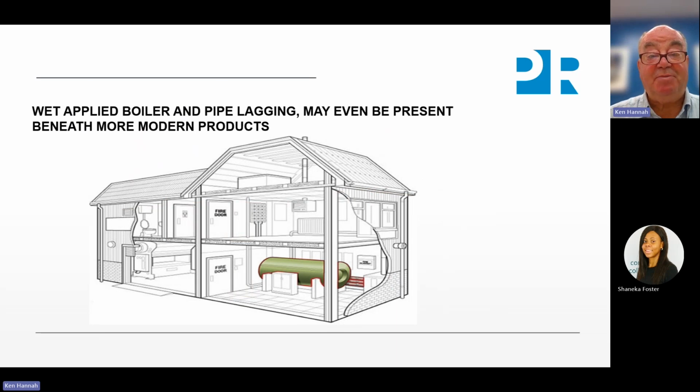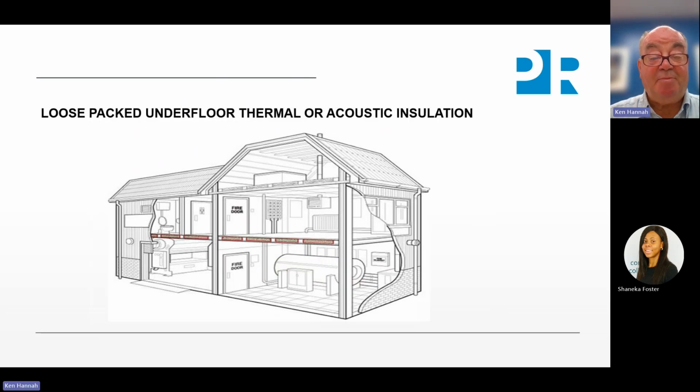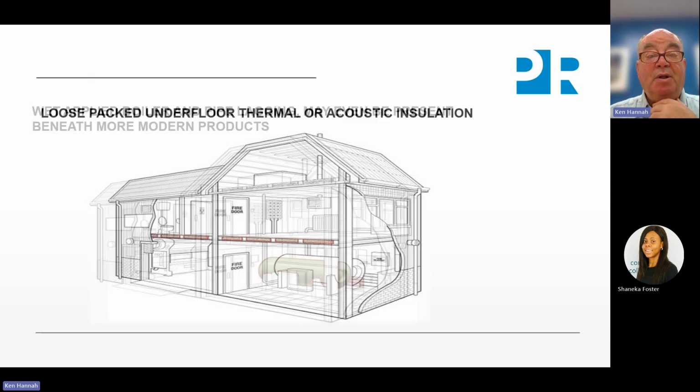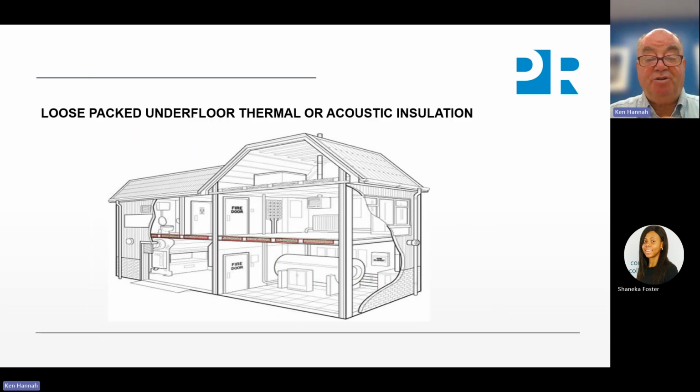Wet applied boiler and pipe lagging may even be present beneath more modern products. So at that point, actually, beneath more modern products, it could be in the foundations of a building. And really, unless you were to completely demolish a building, you wouldn't know if it was absolutely 100% asbestos-containing material free, which is why we say that if you discover asbestos in a building, you should stop work and have it analysed immediately and seal off the area until you know what it is. Loose packed underfloor thermal or acoustic insulation.